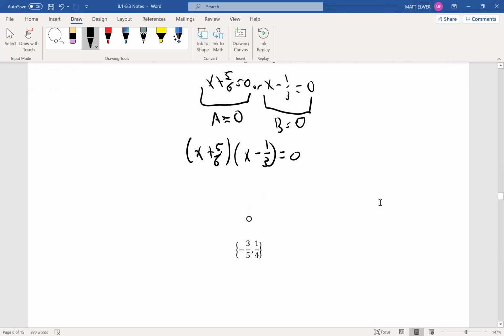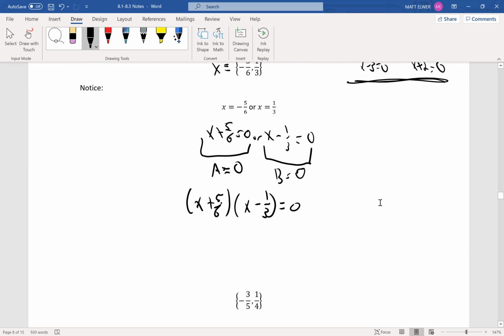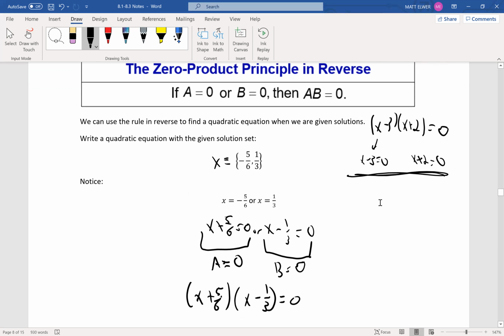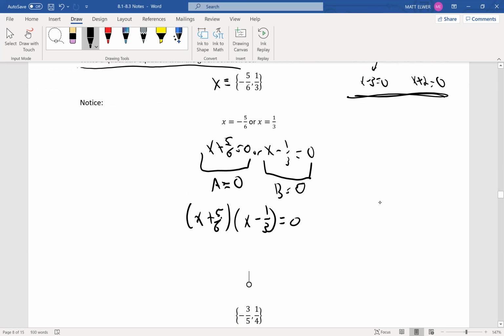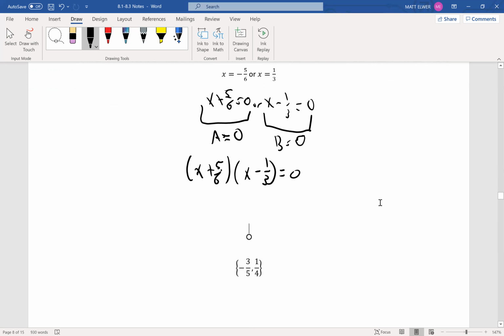We don't know. But then I asked to write a quadratic equation with the given set, right? So this isn't quite a quadratic equation yet, but the way we can find a quadratic equation is just by foiling it, right? So if I foil this, we get x squared minus 1/3 x plus 5 over 6 x minus, multiply these two, we get what? 5 over 18 is equal to 0.